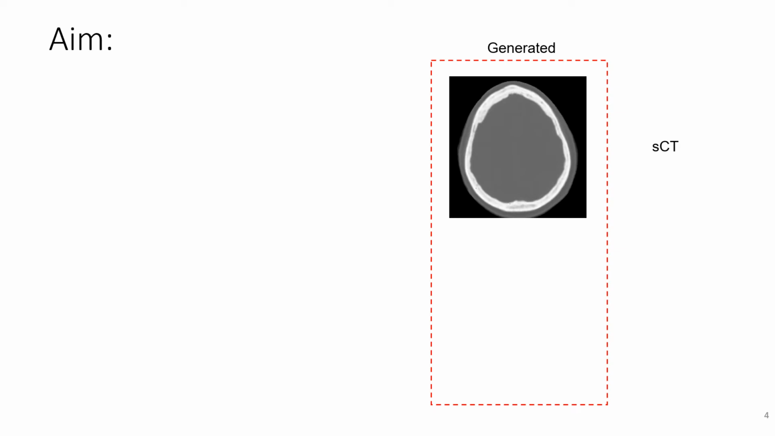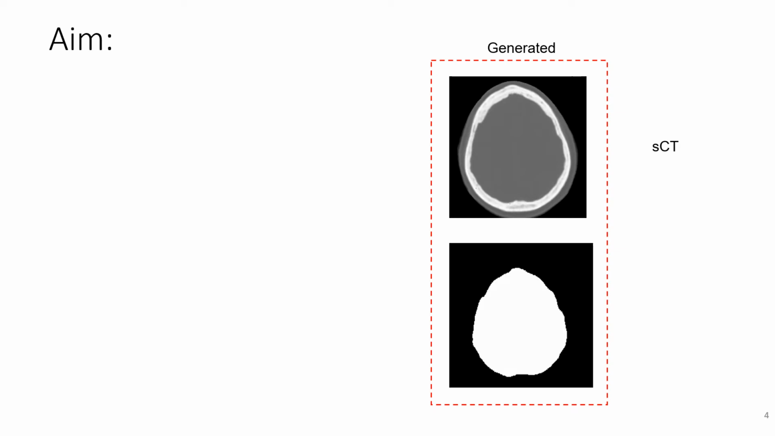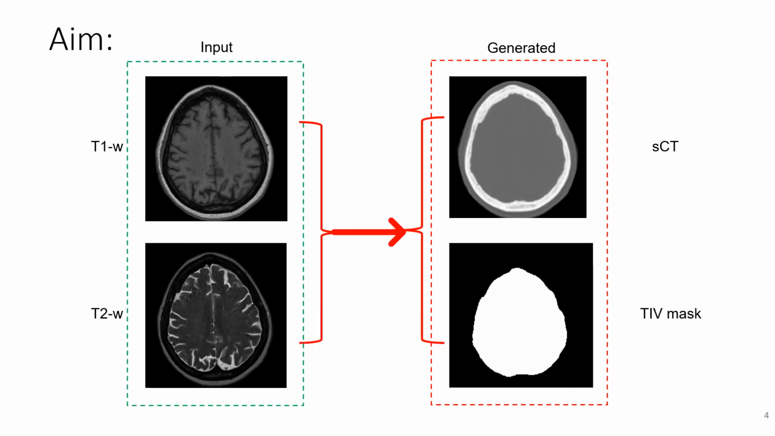To summarize, we aim to estimate the skull boundary by synthesizing a CT that would improve the estimation of total intracranial volume mask given the input MR images. In this study, we use a T1 and T2 weighted MR image to generate the CT and TIV mask.